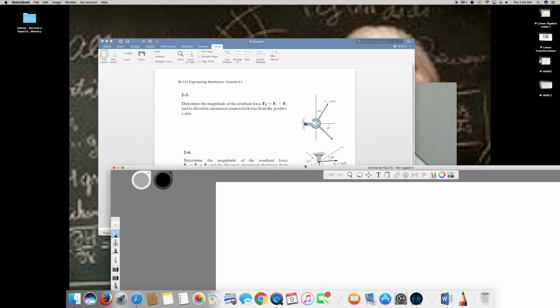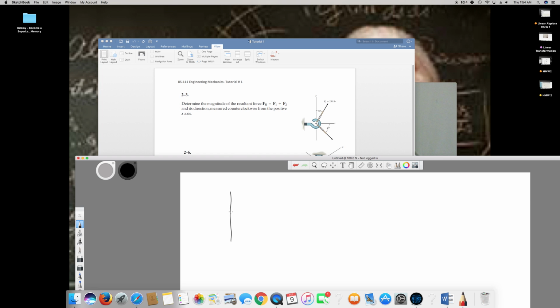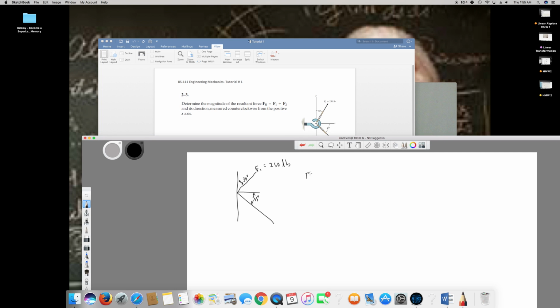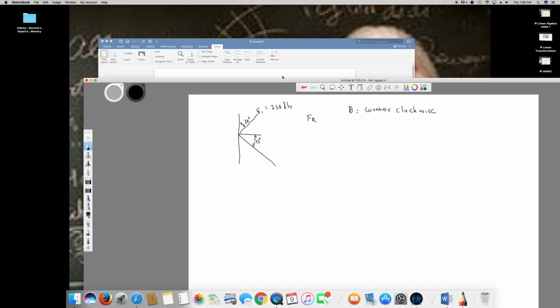So the free body diagram is going to look like this, and here, here, here, and the angle between them is 30 degree, and this force F1 is equal to 250 pounds, and this is 45 degree, and this 30 degree, and they are asking us to find the FR and the theta, that is the angle that the resultant force makes counterclockwise. So let's see what we can do from this diagram.